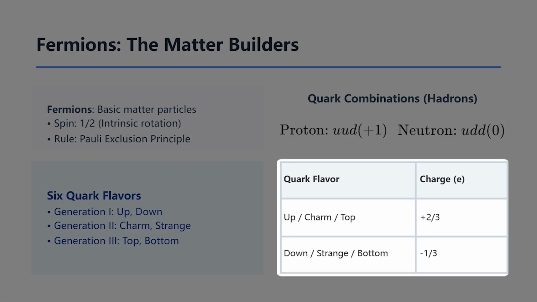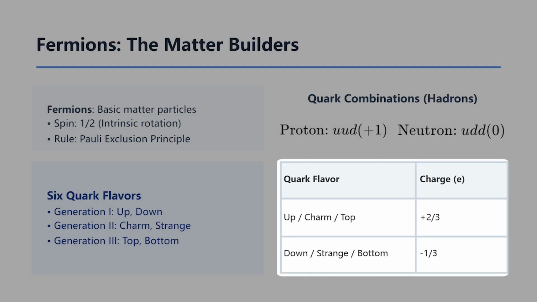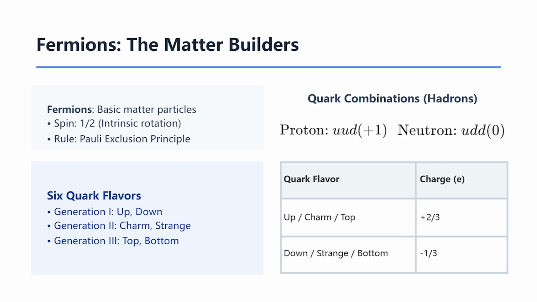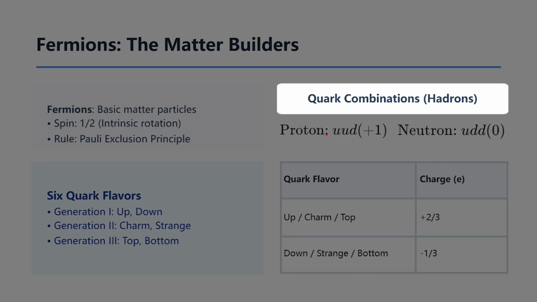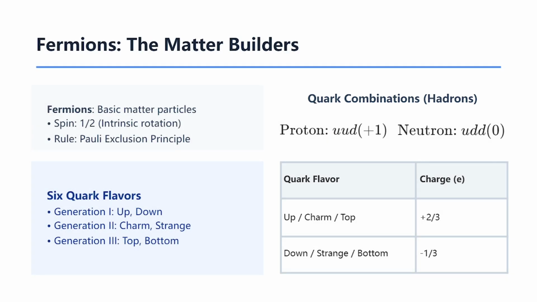The most famous fermions are quarks. As you can see in this properties table, they come in 6 flavors, organized into 3 generations. Notice the electric charges. Unlike most things in nature, quarks carry fractional charges like +2/3 or -1/3. Quarks are social particles. They are never found alone. They combine to form hadrons.